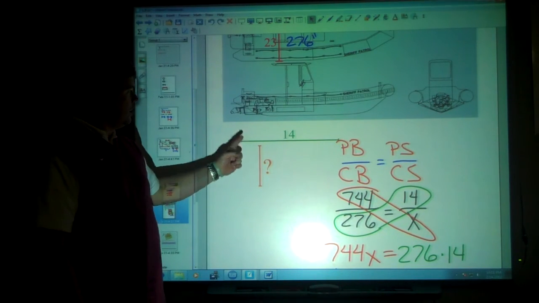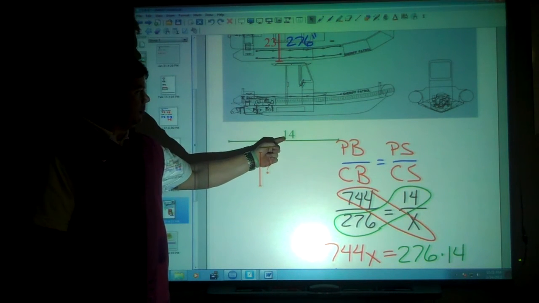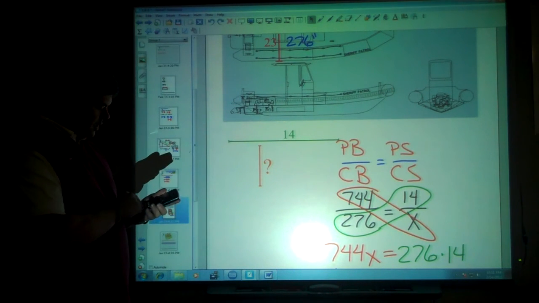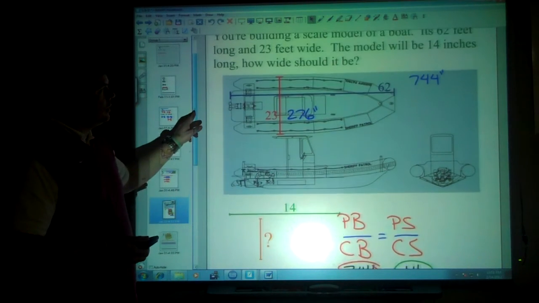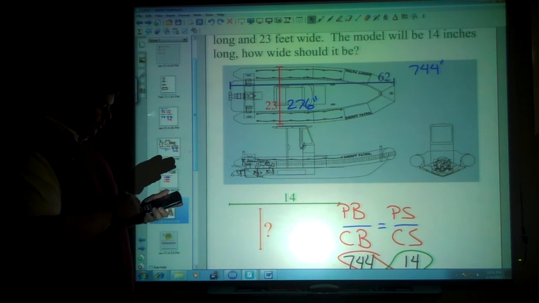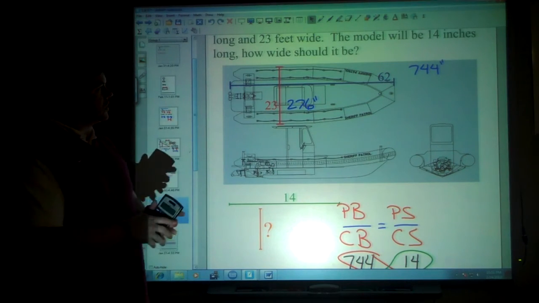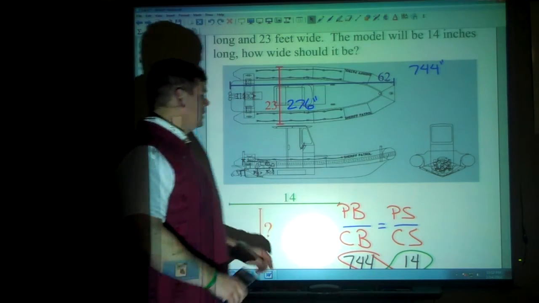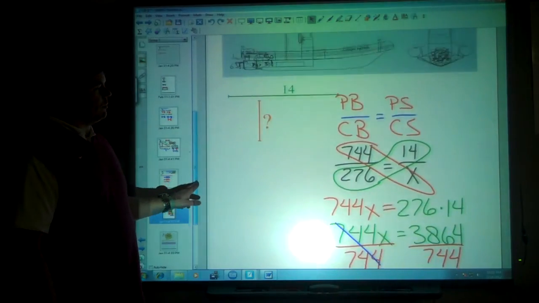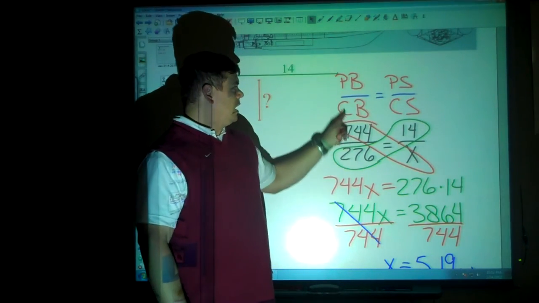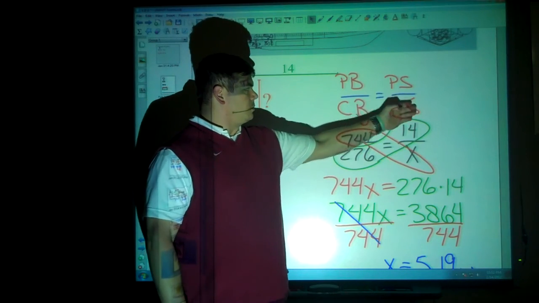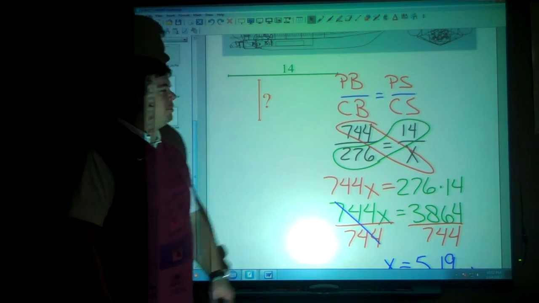Now if you think about it, 5 times 3 is going to be a little bit more than 14. 276 times 3 is 828. A little bit more than that. 23 times 3 is 69. A little bit more than 62. All right, so it still works out. But when you've set it up, a part on the big that matches up with a part on the small, and a corresponding big to a corresponding small, you'll set up your proportion and you'll be okay.